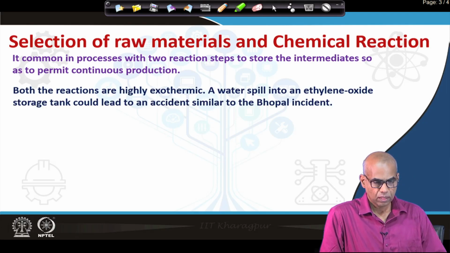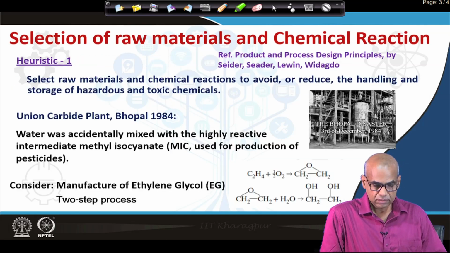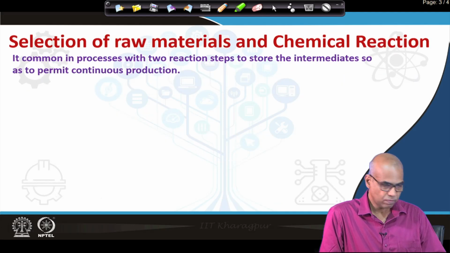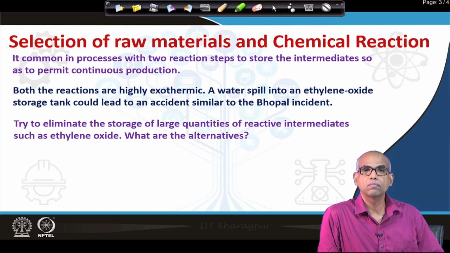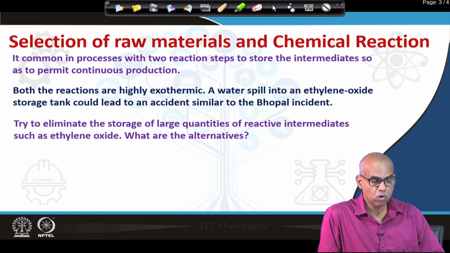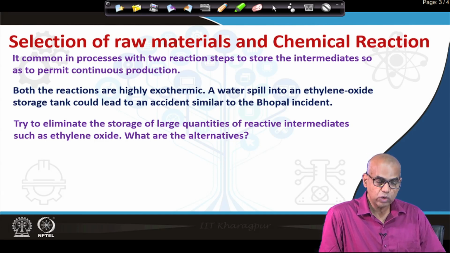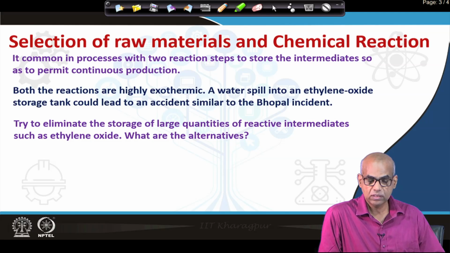Now, coming back to the manufacture of ethylene glycol, which is generally done in a two-step process, both the reactions are highly exothermic. A water spill into the ethylene oxide storage tank can lead to a dangerous accident. So, an efficient process will try to eliminate the storage of large quantities of reactive intermediates such as ethylene oxide. So, what are the alternatives?